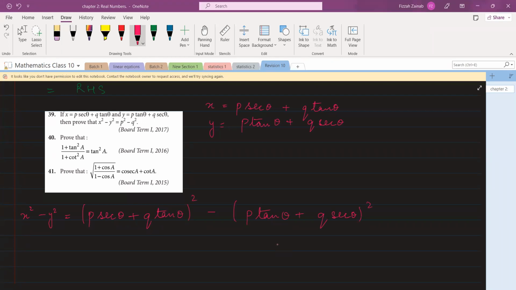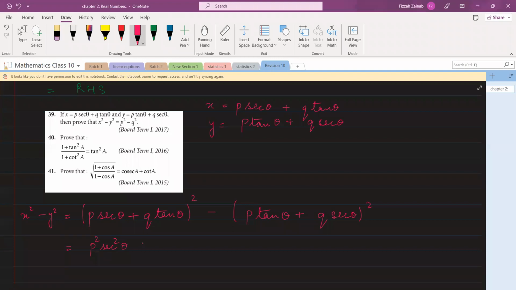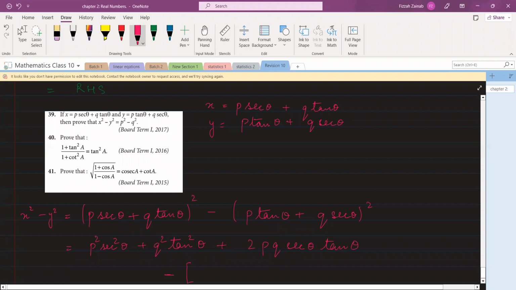So you can open the a plus b whole square formula here. So a square plus b square plus 2ab, right? So p square sec square theta plus q square tan square theta plus 2pq sec theta tan theta. Is that okay? Now minus, please make a bracket because you have a minus outside. Okay. So p square tan square theta plus q square sec square theta plus 2pq tan theta sec theta.